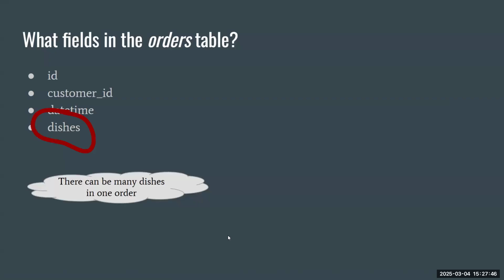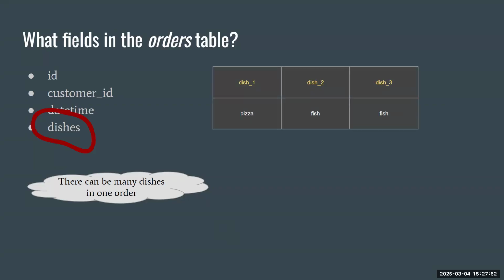So we need a way to store multiple values. So we can do this: dish 1, dish 2, dish 3, create a new column or field for every dish they order, but this has obvious drawbacks, right?